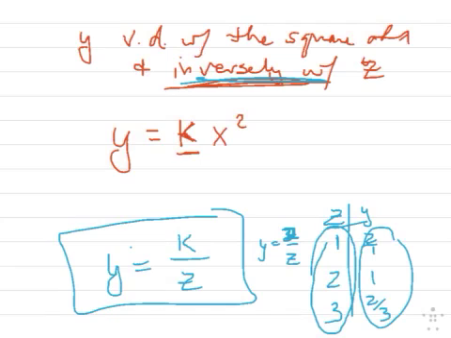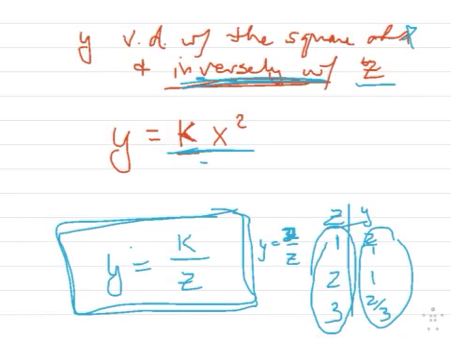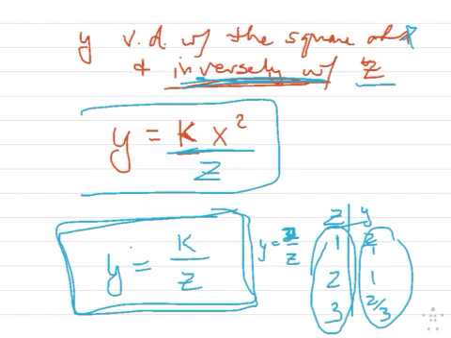As one goes up, the other goes down. There's your formula. So if it says y varies directly with the square of x and inversely with z, then that would be your equation. You don't have to worry about putting two k's in there because the constant doesn't matter. You've got two constants, you can combine them together and make them into one constant. But that would be your equation.